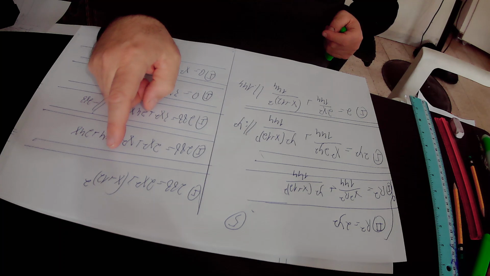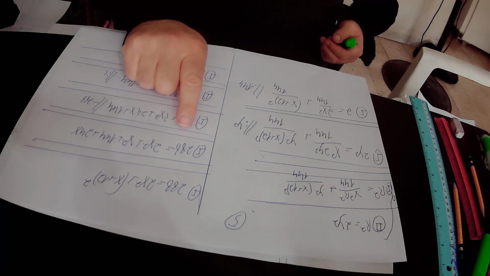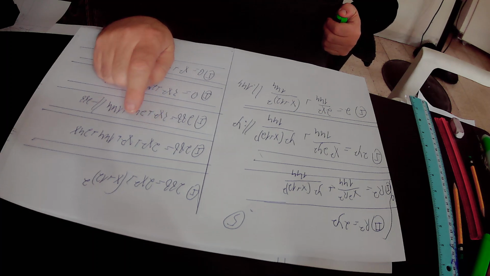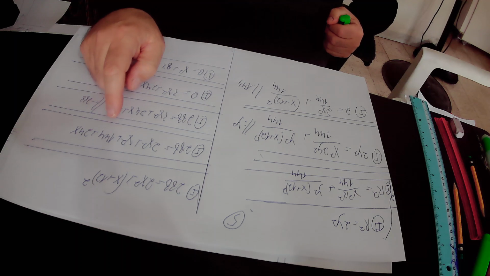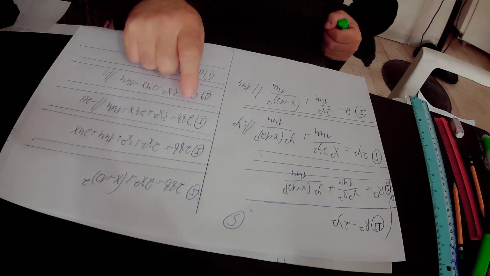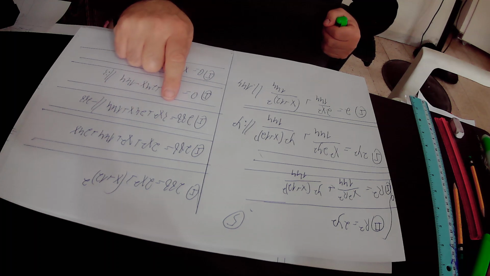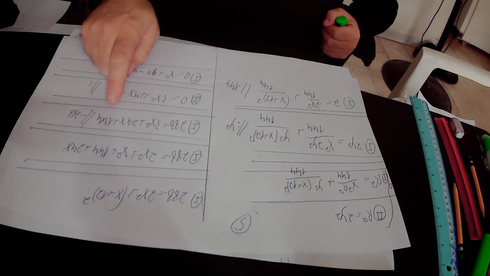Here we open the brackets of this expression, and finally found out that according to equation 1, 288 equals 2x squared plus x plus 12 squared. X plus 12 squared equals x squared plus 12 squared, that is 144, plus 2 times x times 12, that is 24x. So according to equation 1, we can find out that 288 equals 2x squared plus x squared, that is 3x squared, plus 24x plus 144.